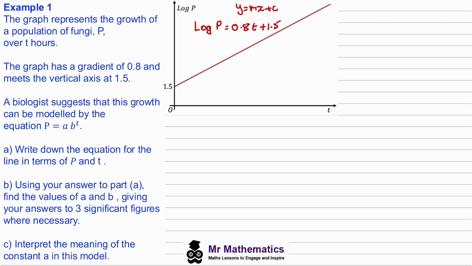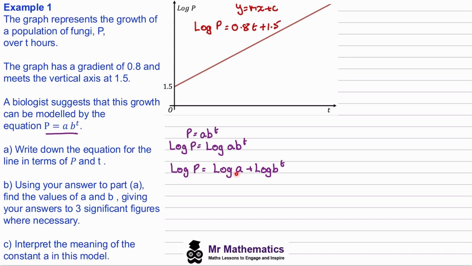Then for part B, using your answer to part A, find the values of the constants a and b. So this is where we apply the rules of logs. We're being told that this has an exponential model of p, and you can see here that we've got the log of p, so we need to take the log of both sides of this model. What we need to do is use the rules of logs to make this right-hand side look like the equation of a straight line graph, and then we can match the terms between the gradient and the intercept. So the first thing we can do is split this up using the multiplication rule.